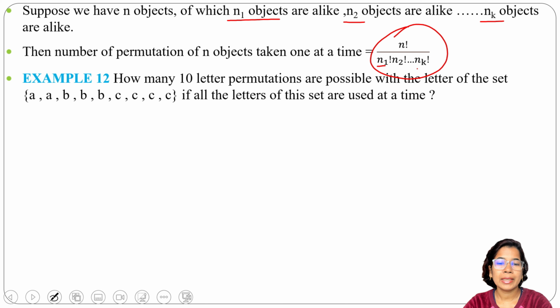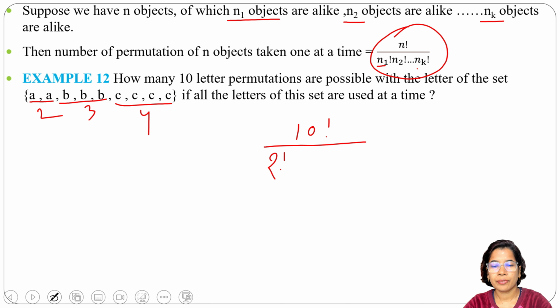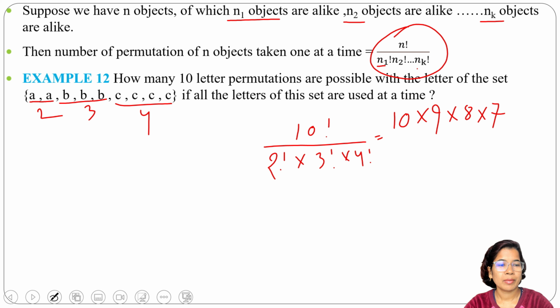Example 12. How many 10-letter permutations are possible with the letters of the set AA, BBB, CCCC if all letters of this set are used at a time? So how many times is A there? 2 A's, 3 B's, 4 C's. In total 10 letters, so it will be 10 factorial divided by 2 factorial multiplied by 3 factorial multiplied by 4 factorial. We can write 10 factorial as 10 multiplied by 9 multiplied by 8 multiplied by 7 multiplied by 6 multiplied by 5 multiplied by 4 factorial, divided by 2 multiplied by 3 multiplied by 2 multiplied by 4 factorial.